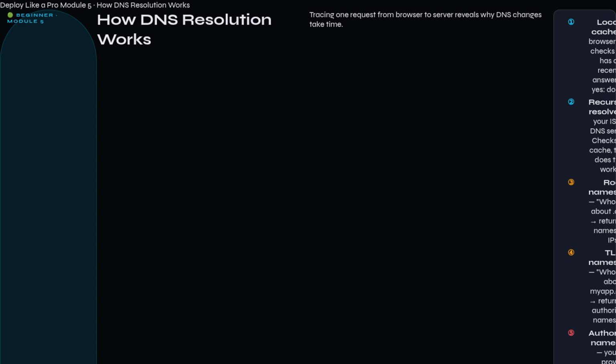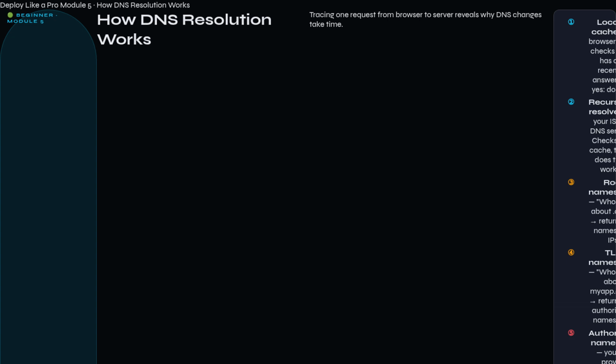Step 3. Recursive resolver. Your ISP's DNS server is a recursive resolver. It does the work of finding the answer. It checks its own cache first. If not cached, it starts the full resolution process. Step 4. Root nameservers. The recursive resolver asks one of the 13 root nameserver clusters, who knows about .com domains? The root server responds with the IP addresses of the .com TLD, top-level domain, nameservers.